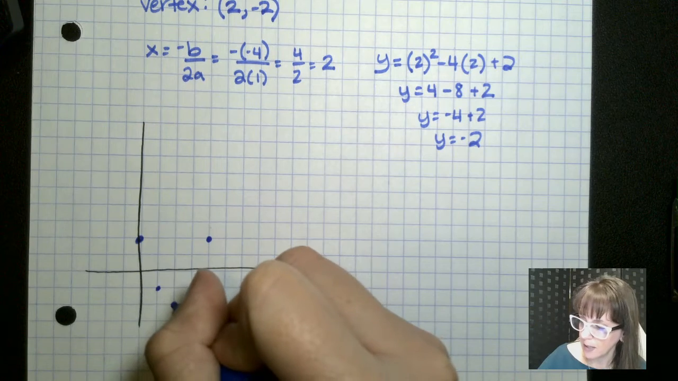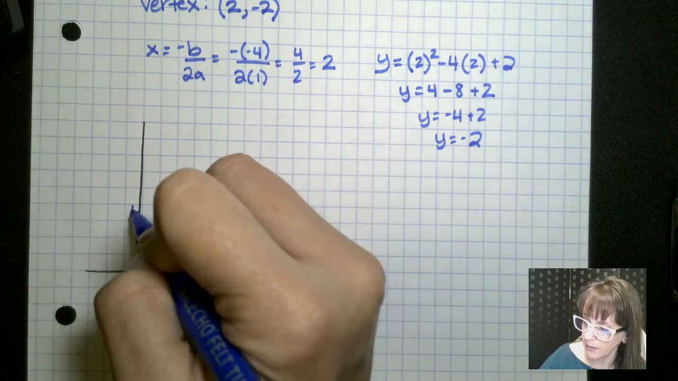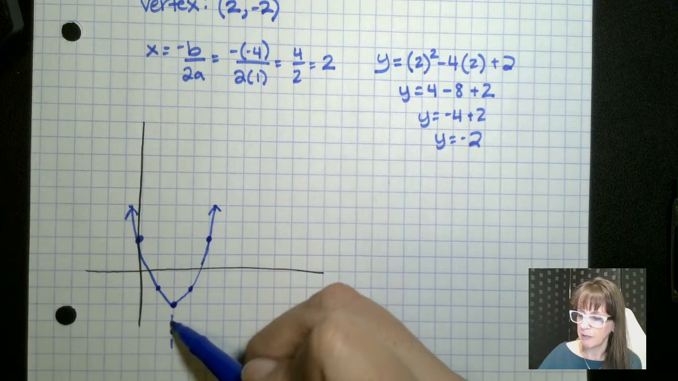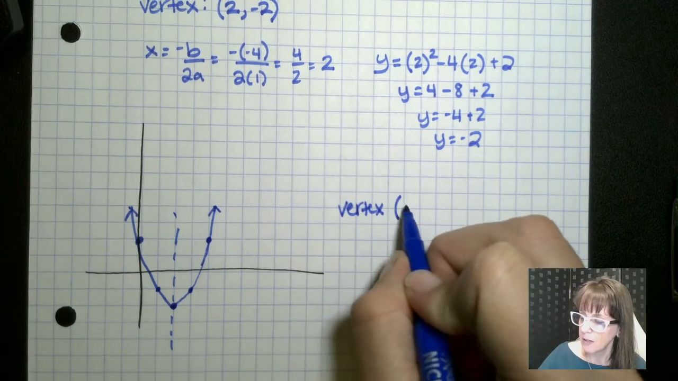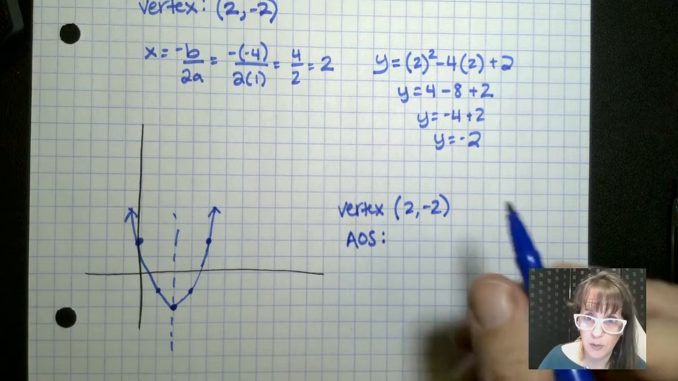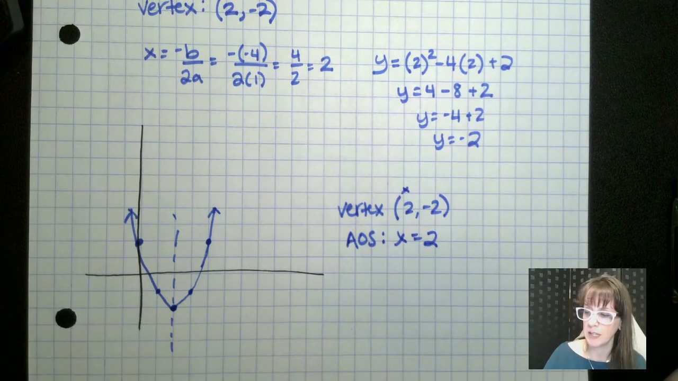So this tells me a couple of things. The most important being, well, let's talk about the other things first. We've got an axis of symmetry right through here, and remember, with our vertex being 2, negative 2, our axis of symmetry is always written as the equation of a line. It's x equals 2 because that's the x of my vertex.